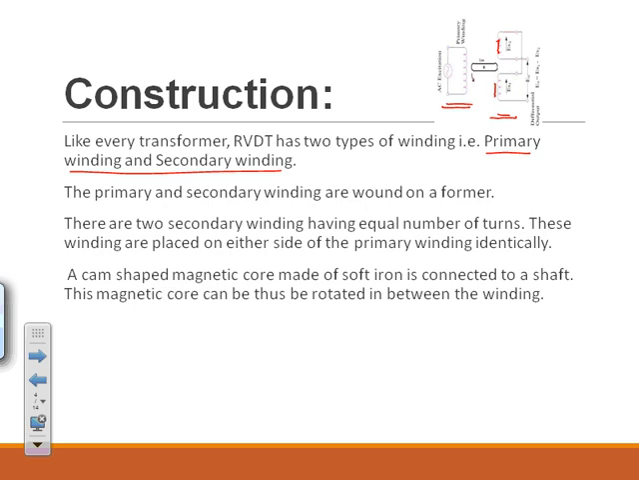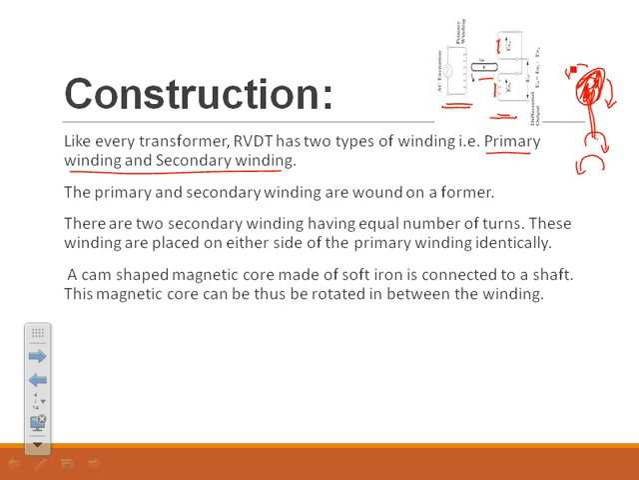The cam-shaped magnetic core, made of soft iron, is connected to the shaft. This magnetic core can thus be rotated between the windings. As I said earlier, it will be somewhat like this: one side is projected like this, so it is called a cam shape, and here is the shaft. By rotating the shaft in the clockwise or anti-clockwise direction, the core can be rotated in either direction, so the angular displacement can be measured here.